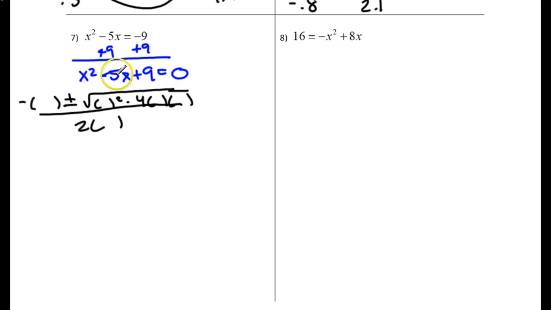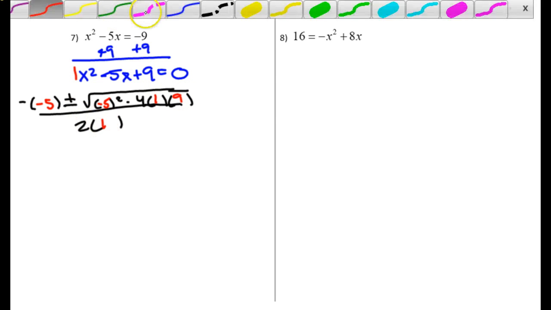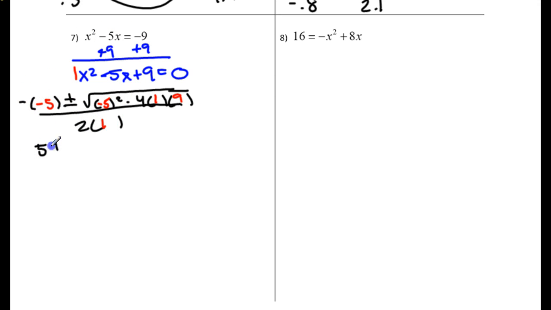Alright, so let's go plug in. My b is negative 5, so I got to plug in a negative 5 even though that negative's outside of it. B squared, negative 5. A is, remember when there's no coefficient it means 1, so my A is 1. My C is 9. And once again, 2 times A is 1. Alright, so let's clean all this up. A negative times a negative 5 makes this 5 positive. Plus or minus square root.